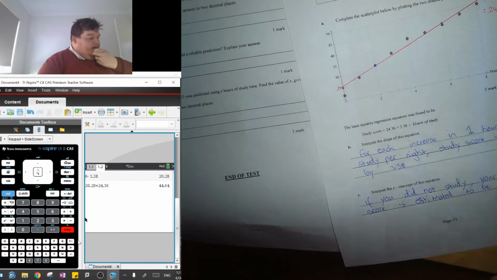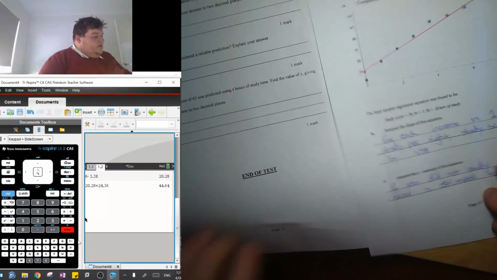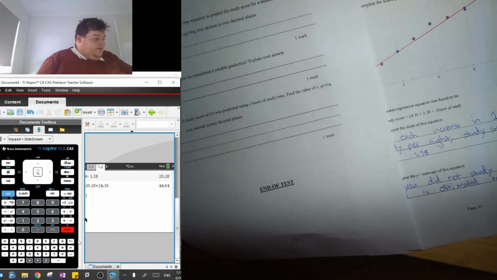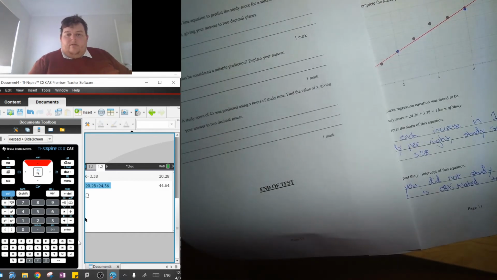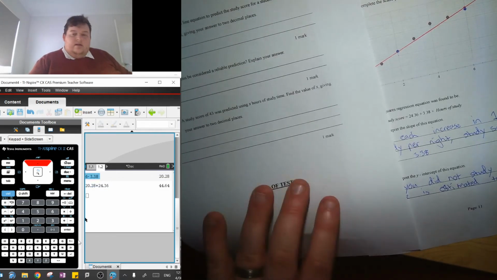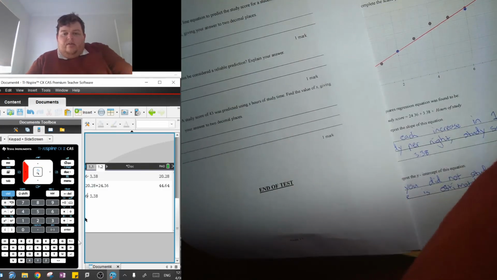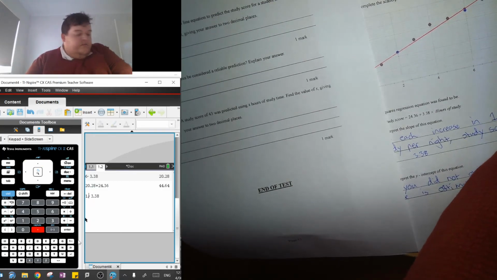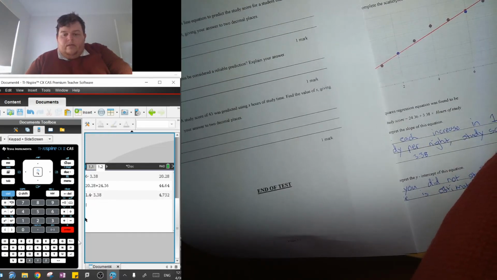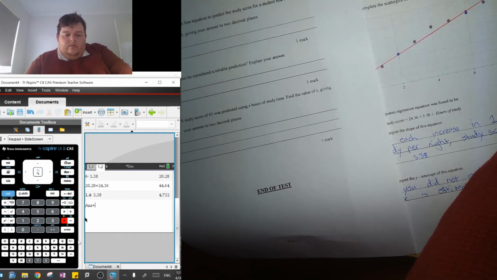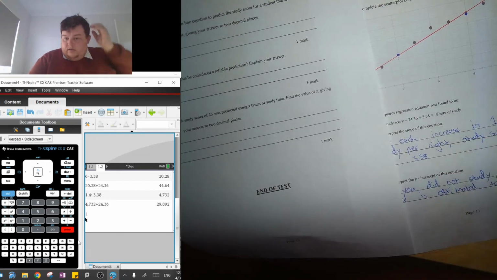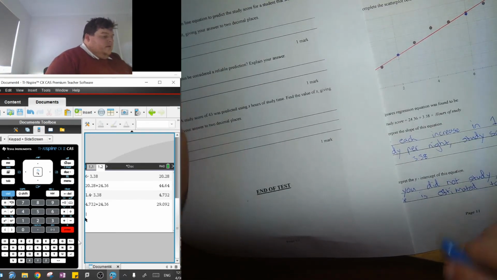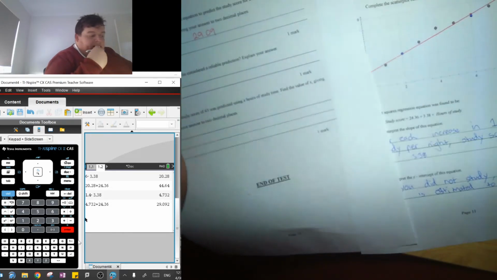Right? Easy. Use the regression line to predict the score for a student that studies 1.4 hours per night. So again, I'm just using this here. Instead of 6 though, it's 1.4 times 3.38 plus 24.36 gives me 29.092, so 29.09. It's only worth 1 mark, so I don't need to write any working out.